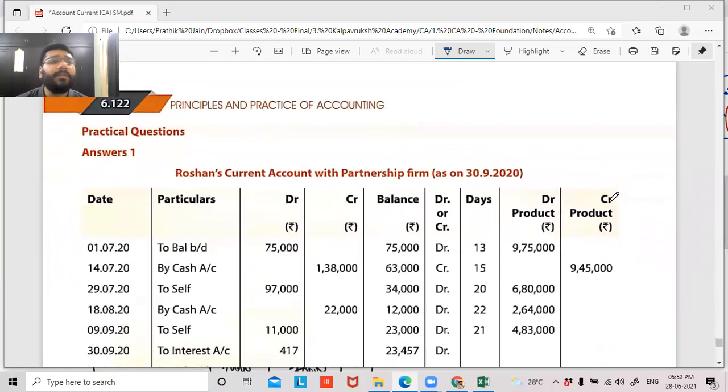So with this, we complete the account current chapter, guys. And we'll be starting with the next chapter. I think mostly we are planning to start with average due date. So, guys, overall comfortable with what we discussed so far?